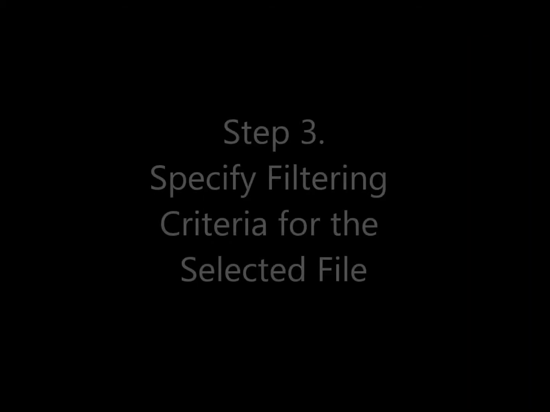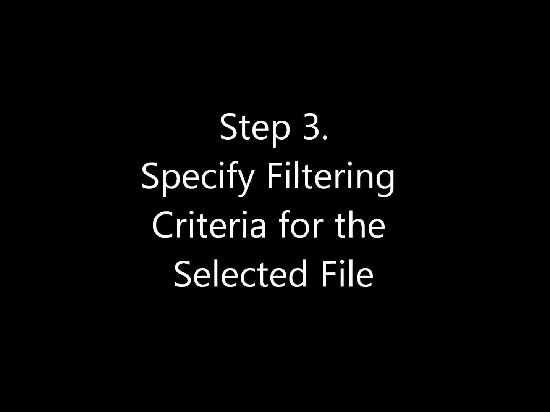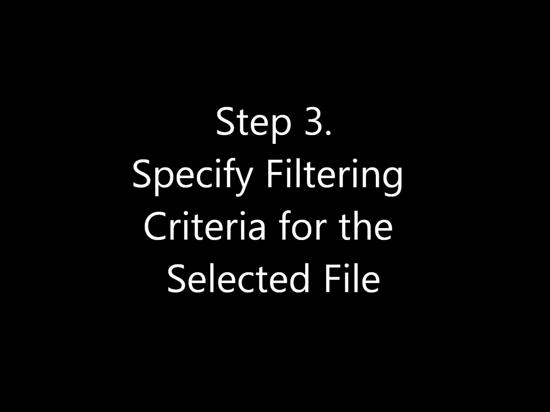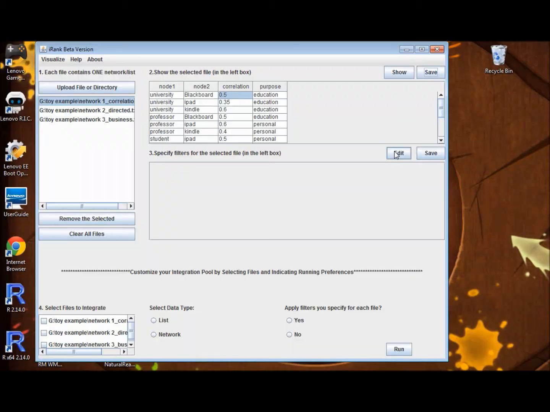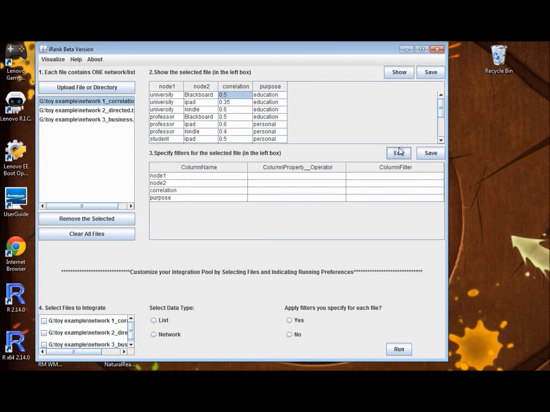In Step 3, the user can specify the filtering criteria for the selected file. iRank filtering is attribute-based. It means a network or list is filtered by the filter you set for each of its attributes. For example, this selected network has 2 attributes, correlation and purpose. We will filter this network by setting a value range for correlation and a certain label for purpose.